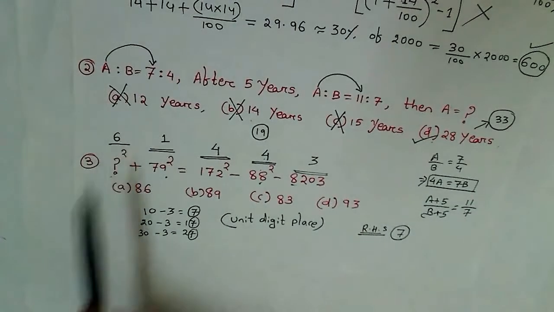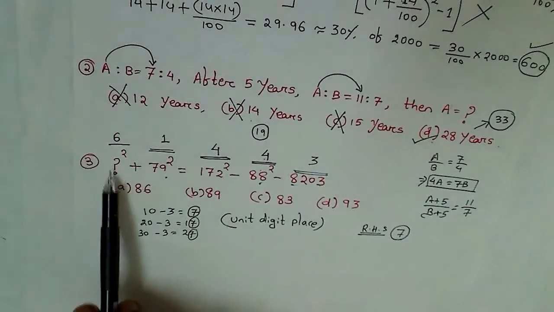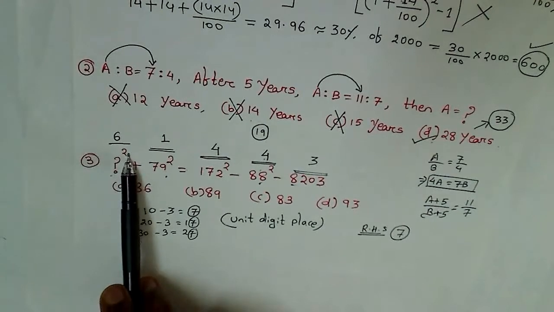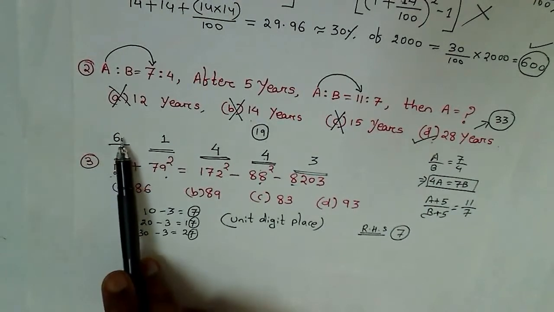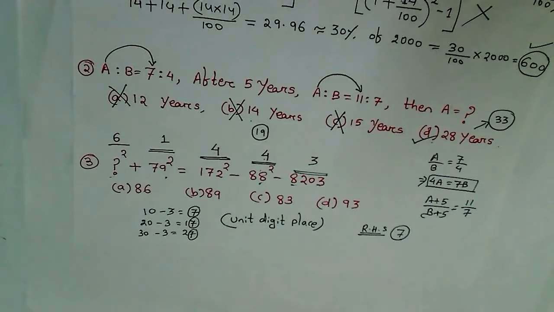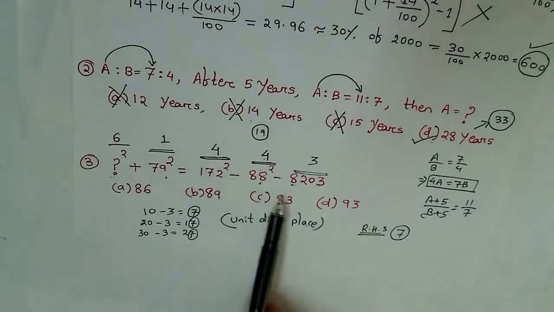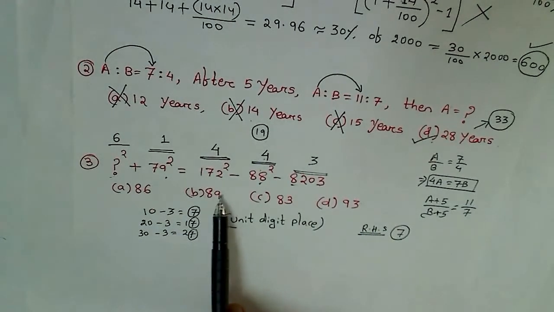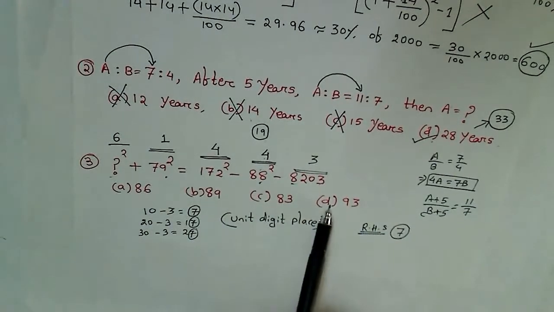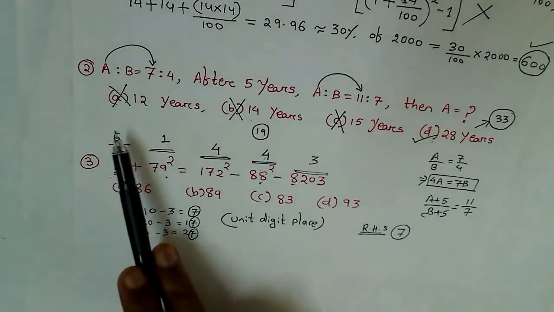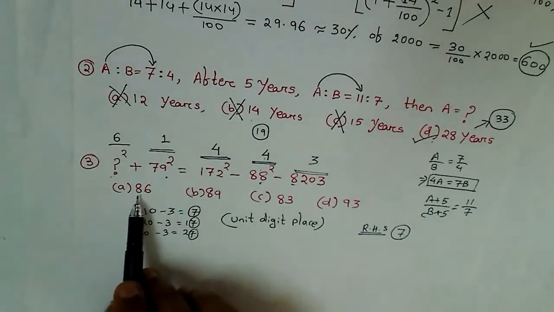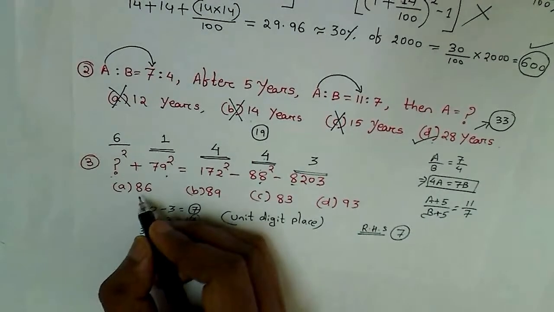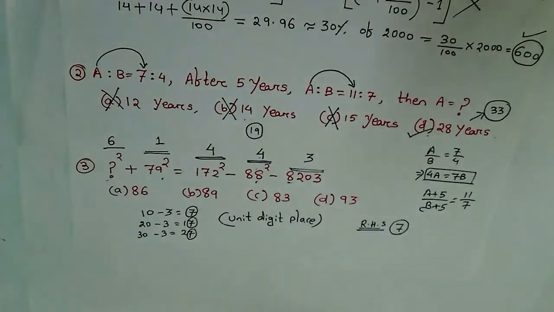Then only it will be equivalent. So what do you mean by this 6? Whatever value we put here, if you calculate the square of that value, the unit digit should come as 6. Now from the options, we will see for which option, if we take the square of that one, the unit digit we get is 6. If we take 86 square, what is the unit digit? 6. So 86 can be the answer.